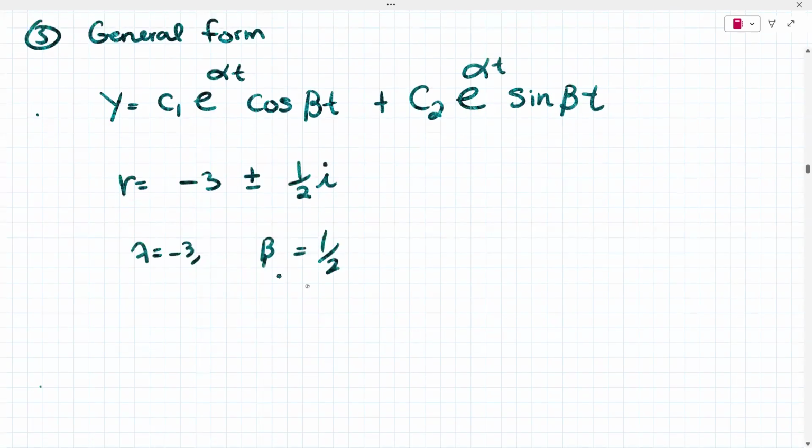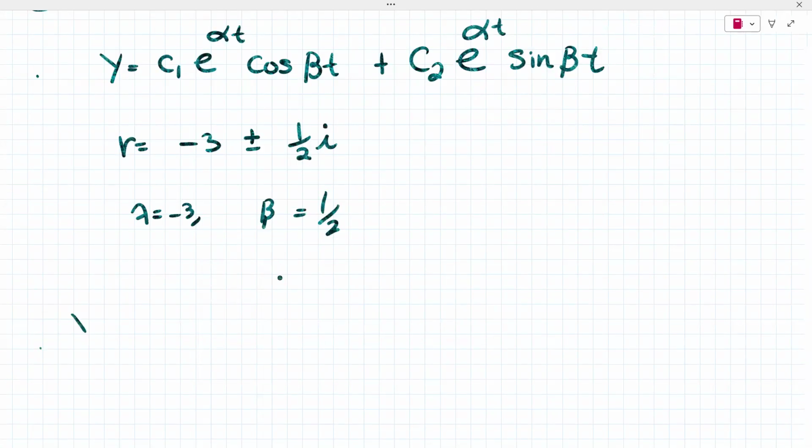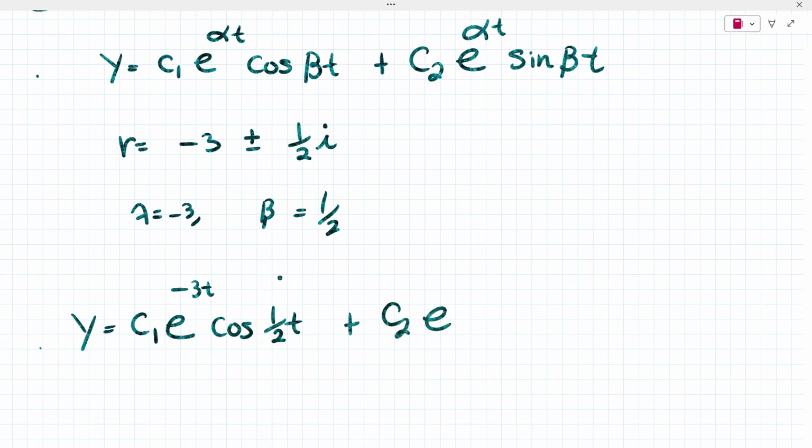So your final answer is going to be y equals C1 e raised to the alpha, which is negative 3t, cosine of 1/2 t, plus C2 e to the negative 3t, sine of 1/2 t. So that's your final answer.